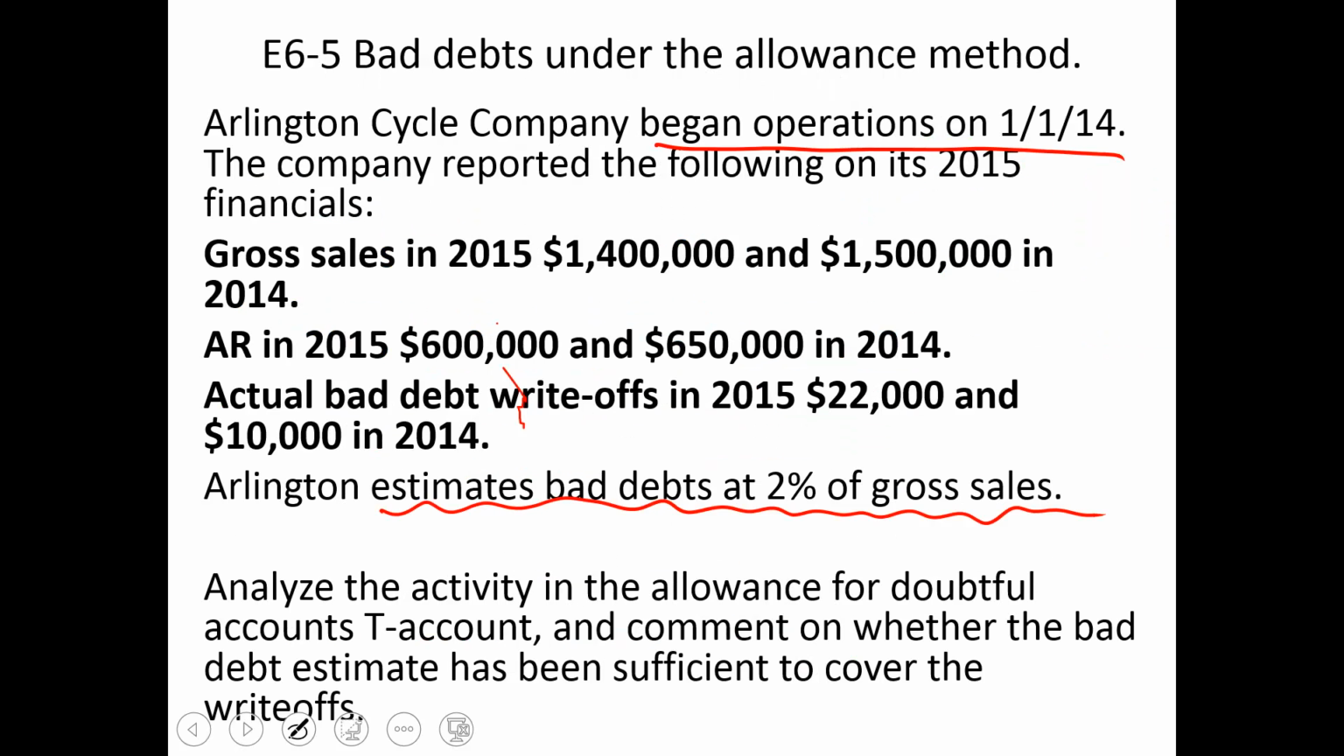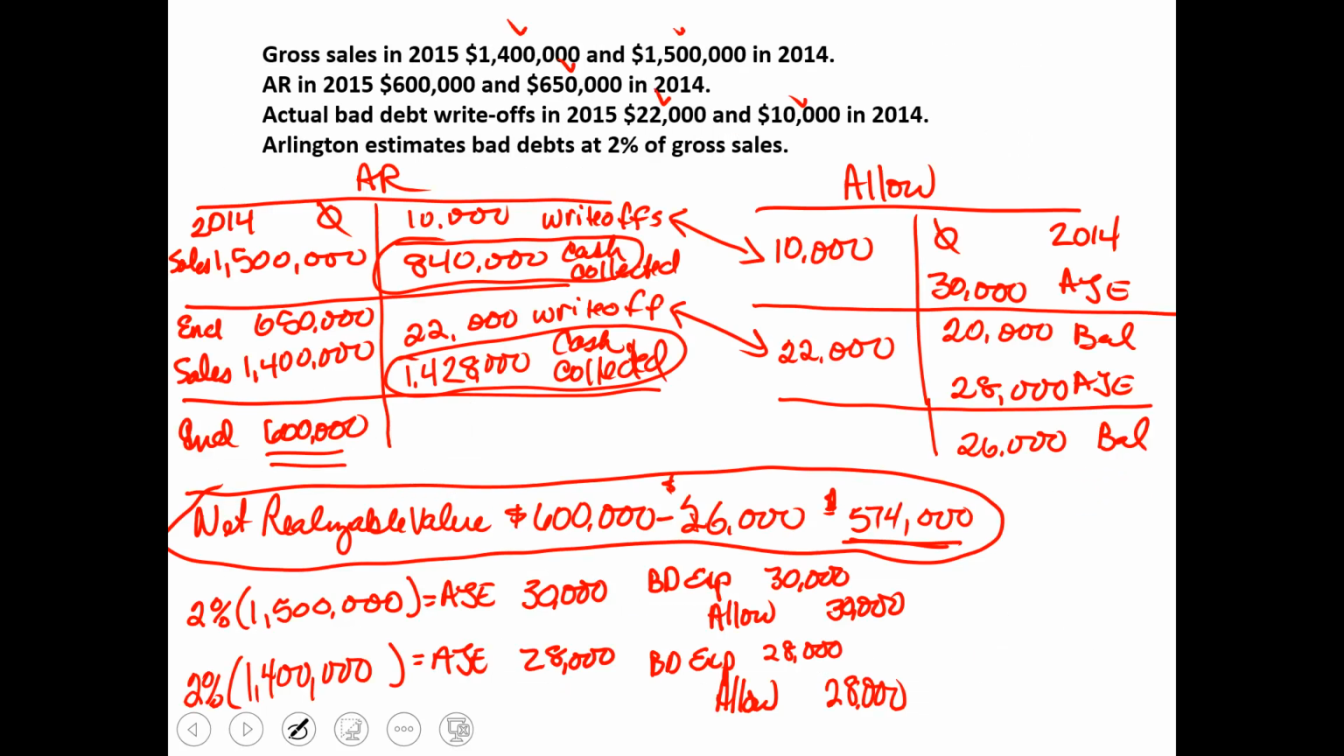So here's a problem. And notice that we started business on January 1 of 2014. They give us sales information, accounts receivable information, actual write-offs, and also the amount of the adjusting journal entry is going to be 2% of gross sales. So let's look at the accounts and how they get reconstructed.